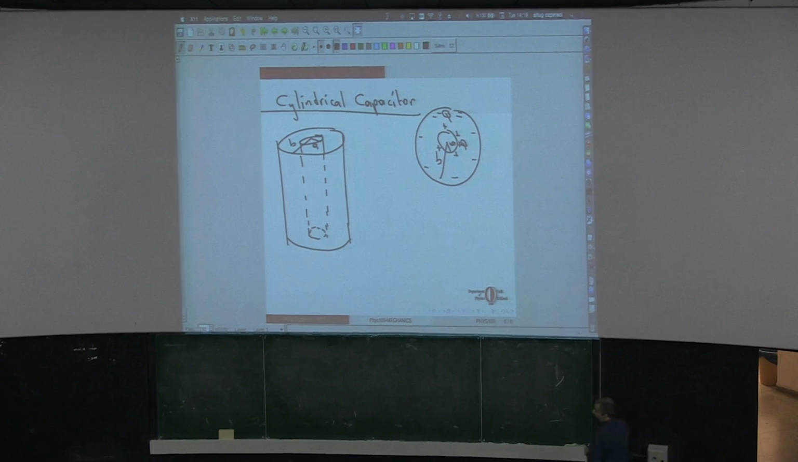Circle. Where? Here. You mean here? Well, that is basically a cylinder, no? Why do you choose such a Gauss surface?